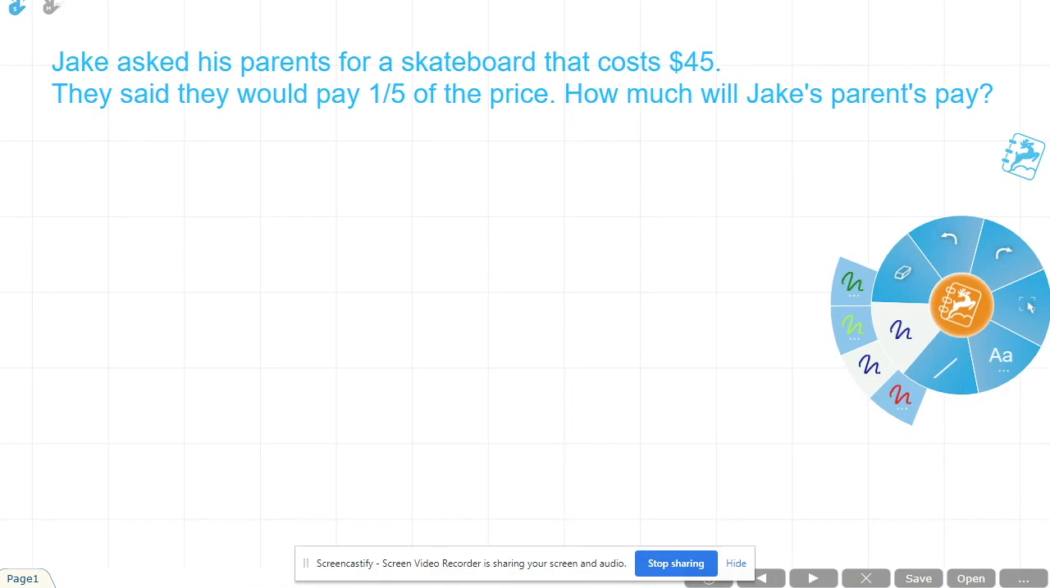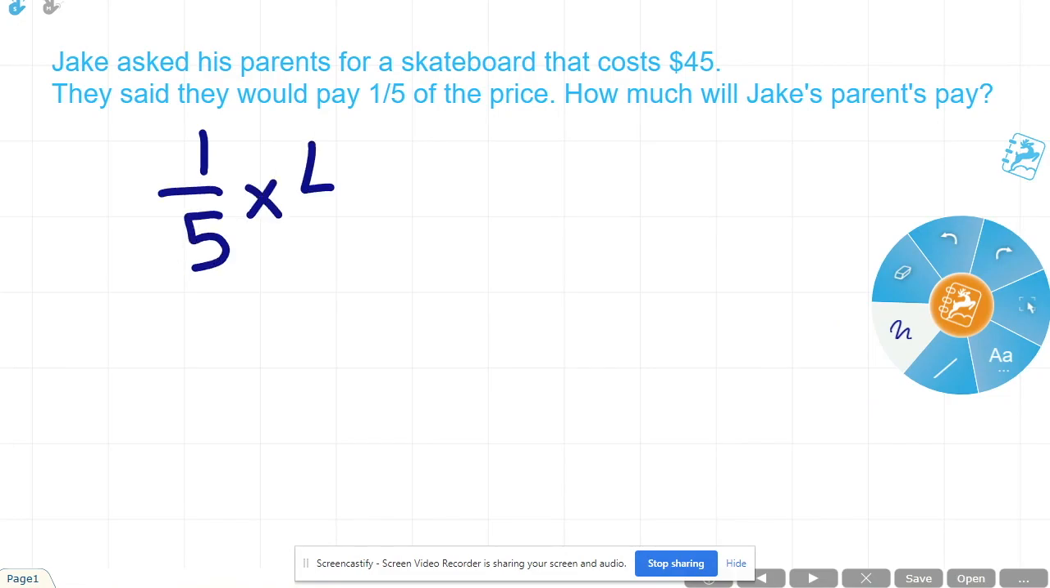So our first thing we've got to figure out is, well, what am I supposed to do? Am I supposed to add, subtract, multiply, or divide? We've discussed before this quarantine happened that of tells us that we're multiplying. So if they're going to pay 1/5 of the price, that means we're going to write the equation 1/5 times $45. When we're multiplying a fraction by a whole number, our whole number is getting smaller because we're only finding a fraction or a piece of that whole number.